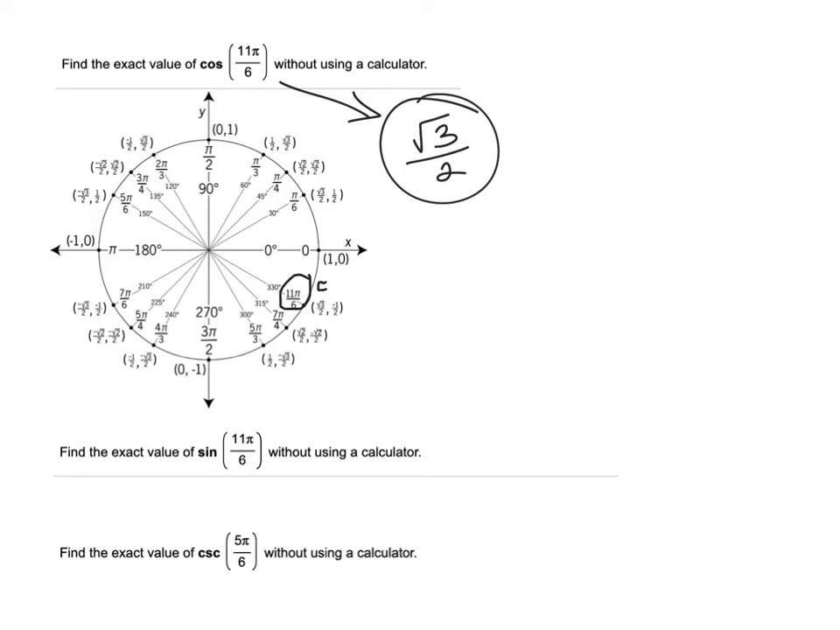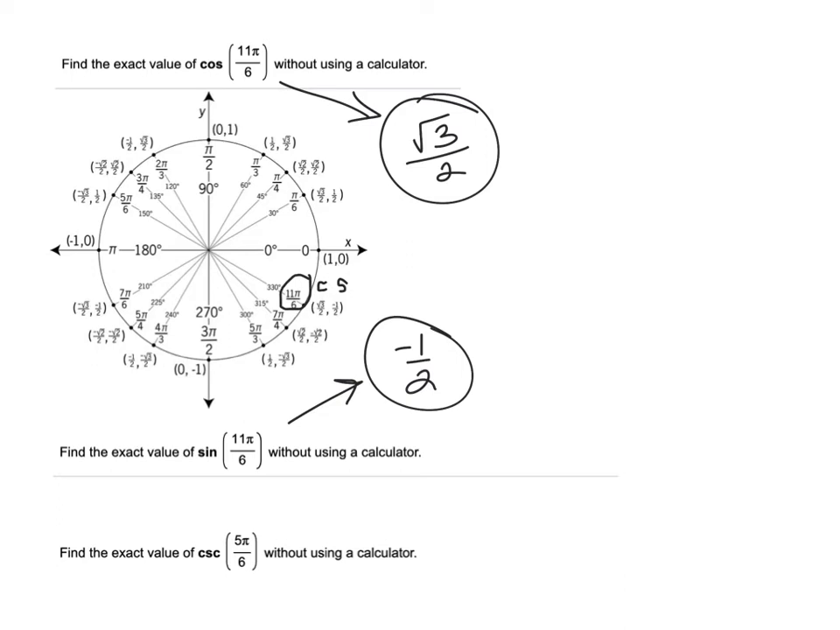Let's see. The second one, they asked for the sine of 11 pi over 6. It's the same circled angle. Remember, the second term represents sine, so our sine in this case would be negative 1/2. That one's right there. The sine of 11 pi over 6 is negative 1/2.